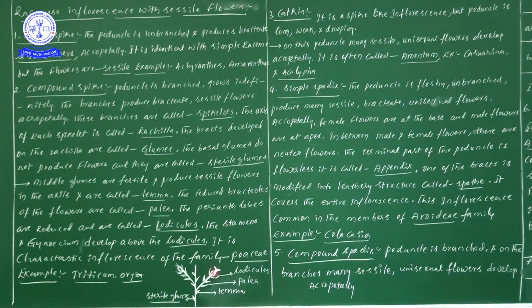Here a small round-shaped structure is there. Which one is present there? Gynoecium and stamens are present. That means the stamens and gynoecium develop above the lodicules. So these structures are known as lodicules, and above the lodicules we observe the essential organs in reproduction. So that is a somewhat difficult piece of information.